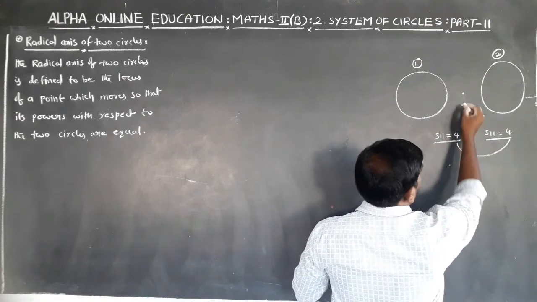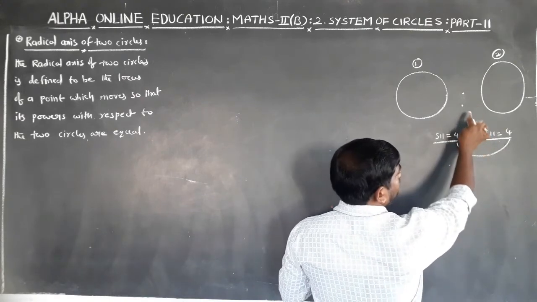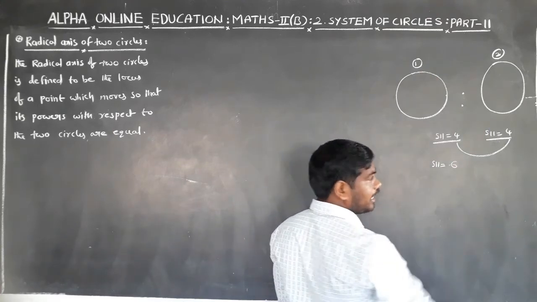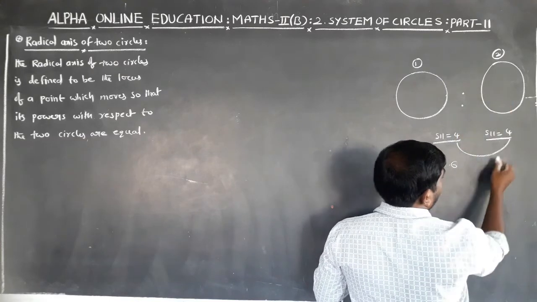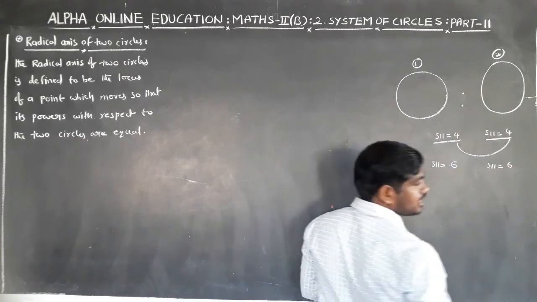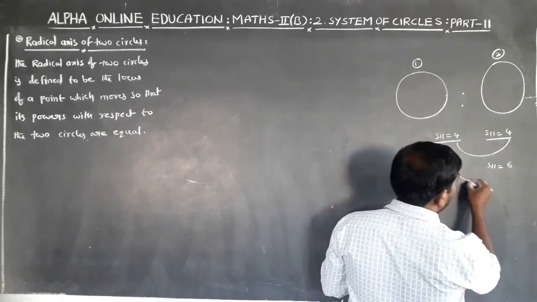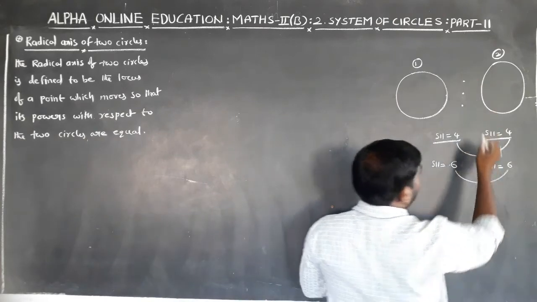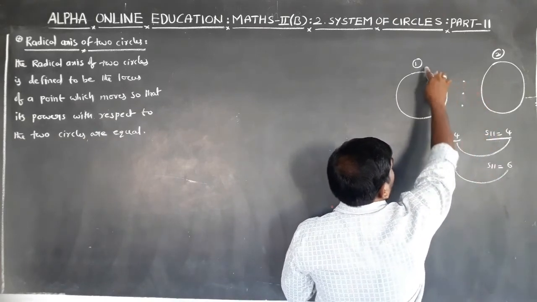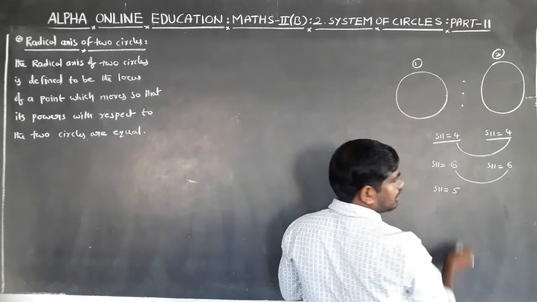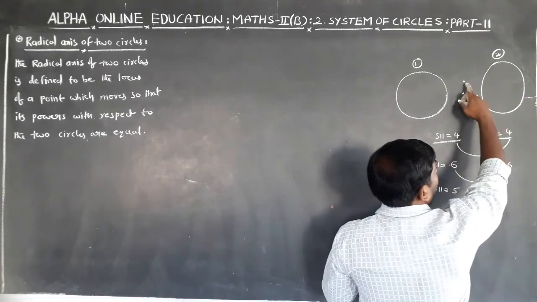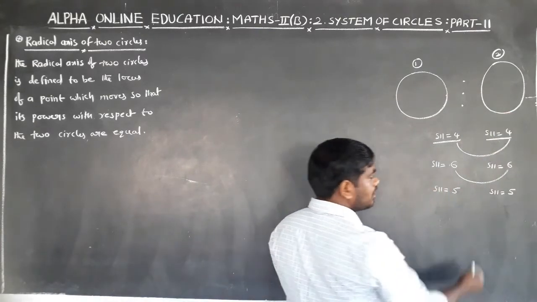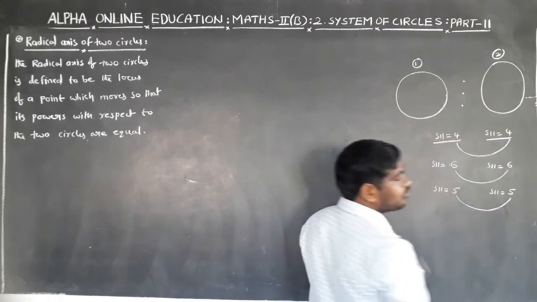Suppose this is the point. The power of a point with respect to the first circle is 6. Again, the power of a point with respect to the second circle is 6. Here, powers are equal. This is the point. The power of a point with respect to the first circle is 5, and with respect to the second circle is 5. Here, powers are equal.